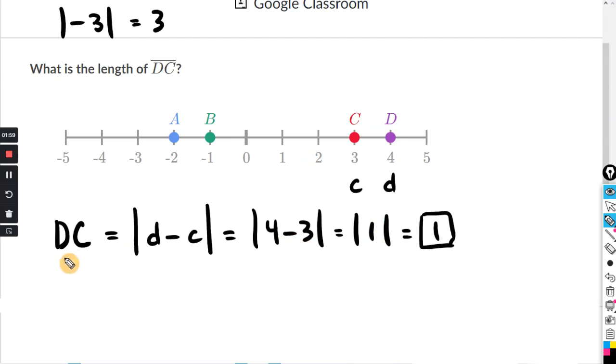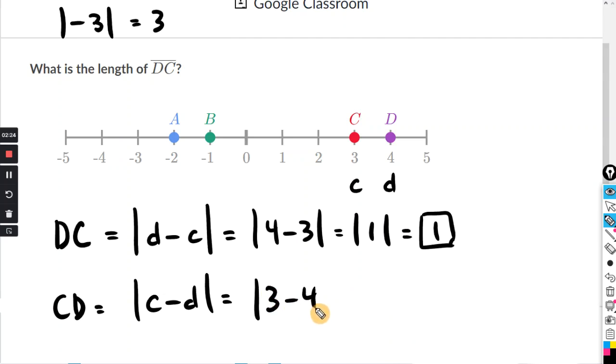So if you reverse these letters, instead of DC, we can write CD and apply the same formula, but instead of D minus C, we can do C minus D. We should get the same answer because the distance from D to C is the same as the distance from C to D. So if we did C minus D, that would be 3 minus 4. And 3 minus 4 is negative 1. But when you take the absolute value of negative 1, it will just be positive once again. So that's how you do it using the formula.